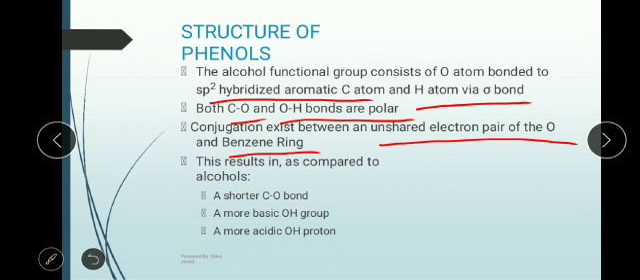Okay, means these are also involved in delocalization of electrons, because oxygen is also sp2 hybridized. This results in, as compared to alcohol, if you compare phenols with alcohol, then phenols have a shorter C-O bond, more basic OH group and more acidic OH protons. We will further discuss the acidity of the phenols in coming slides.